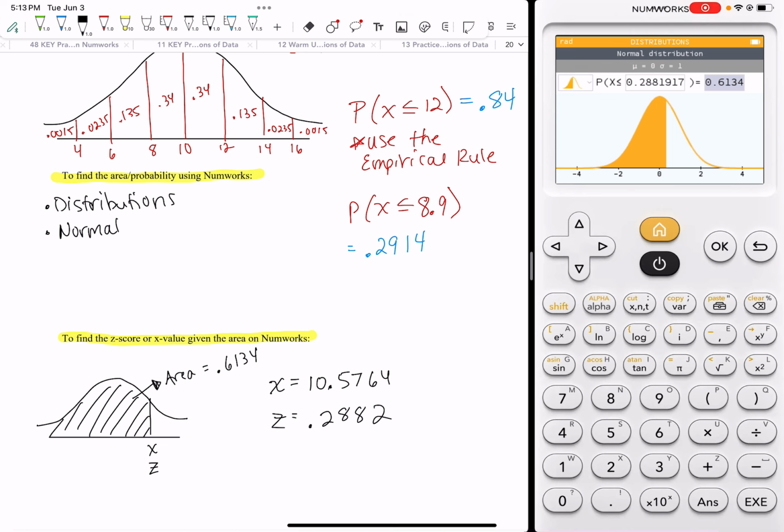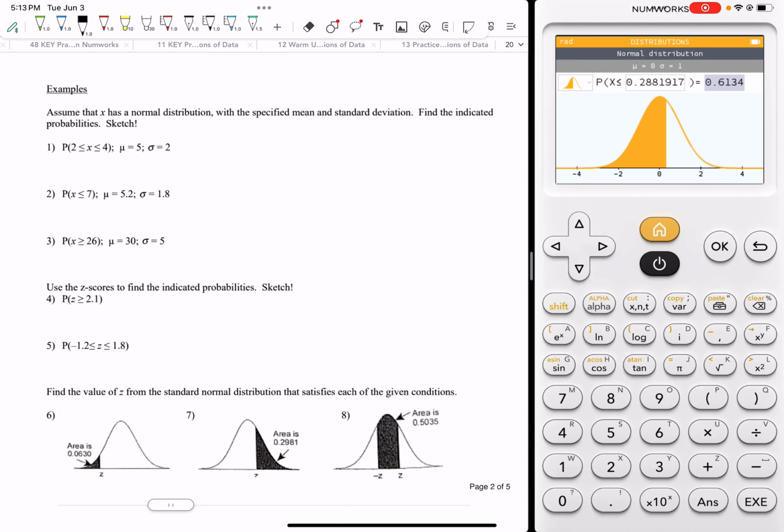So let's try some problems. And a lot of times we're going to ask you to show some work. It says assume x has a normal distribution with the specified mean and standard deviation. Find the indicated probabilities. Sketch. So you can make your sketch first, or you can wait till your calculator does it. Your calculator always does a sketch also. So let's set this up.